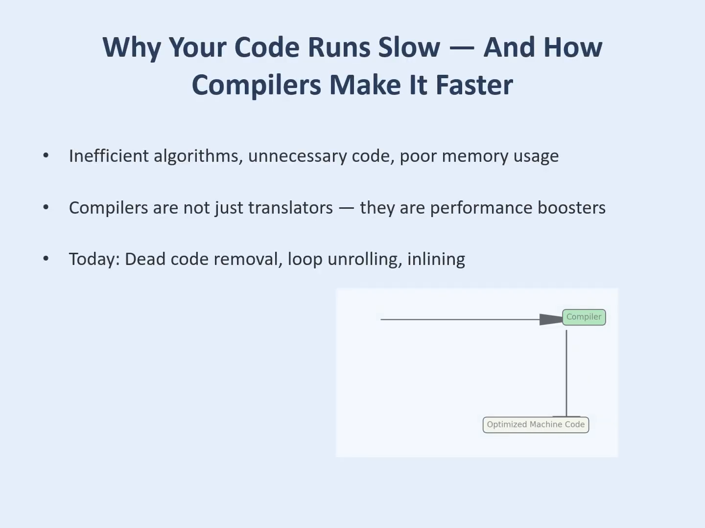Code can run slow for many reasons. Maybe the algorithm is inefficient, maybe there's extra code that isn't needed, or maybe memory is being used poorly. But a compiler is more than just a translator from your source code into machine language. It's also a performance booster. In this session, we'll dive into some of the ways a compiler can improve your code automatically.